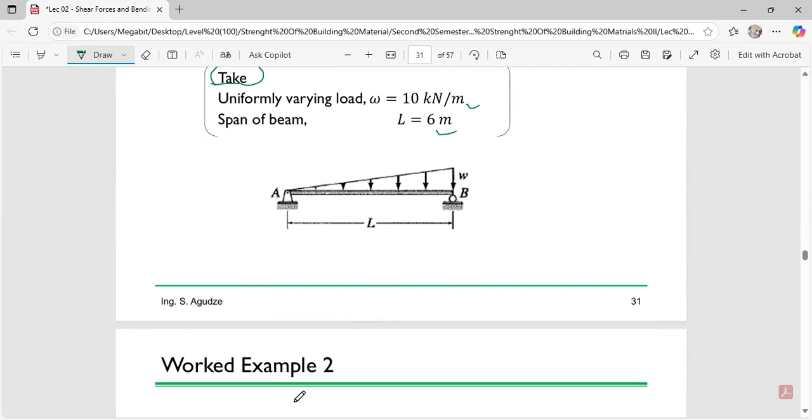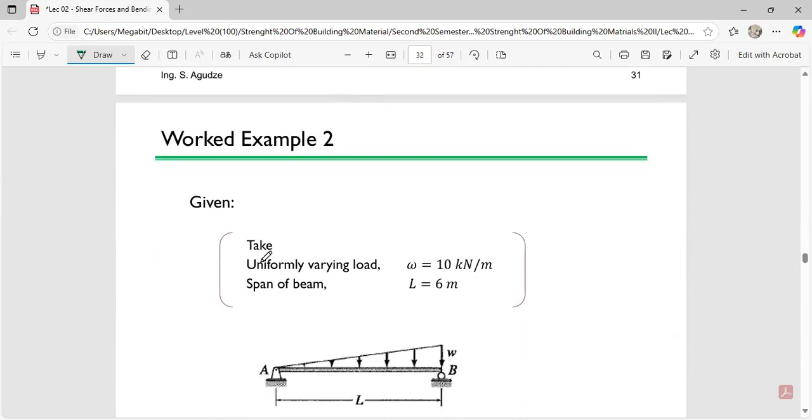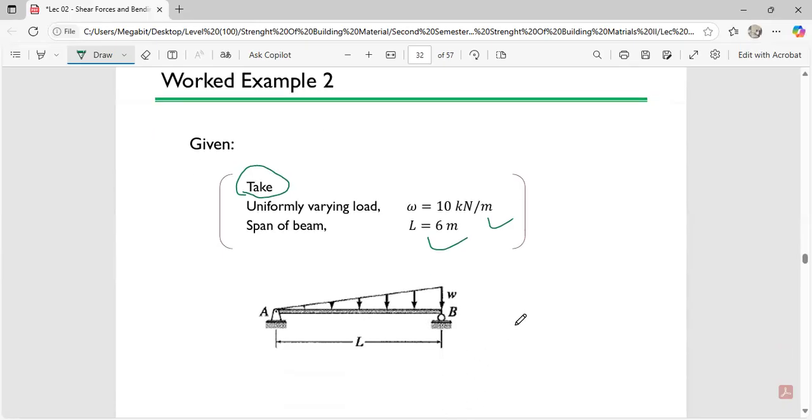So this is how we are going to go about it. So in your given, you put down whatever they gave you. They say we should take our uniformly varying load to be 10 kilonewton per meter and our span to also be 6 meters.